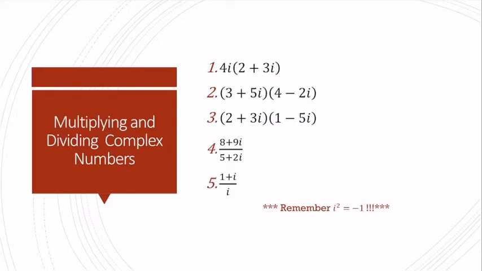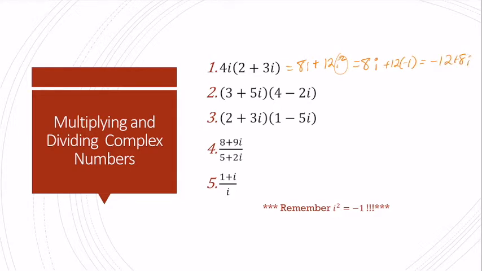When we're multiplying complex numbers, it's important to remember that i squared equals -1. So we can simplify. If I have 4i times 2 plus 3i, that's going to be 8i plus 12i squared. Well, i squared is -1. So I've got 8i plus 12 times -1. That's just going to give me -12 plus 8i.